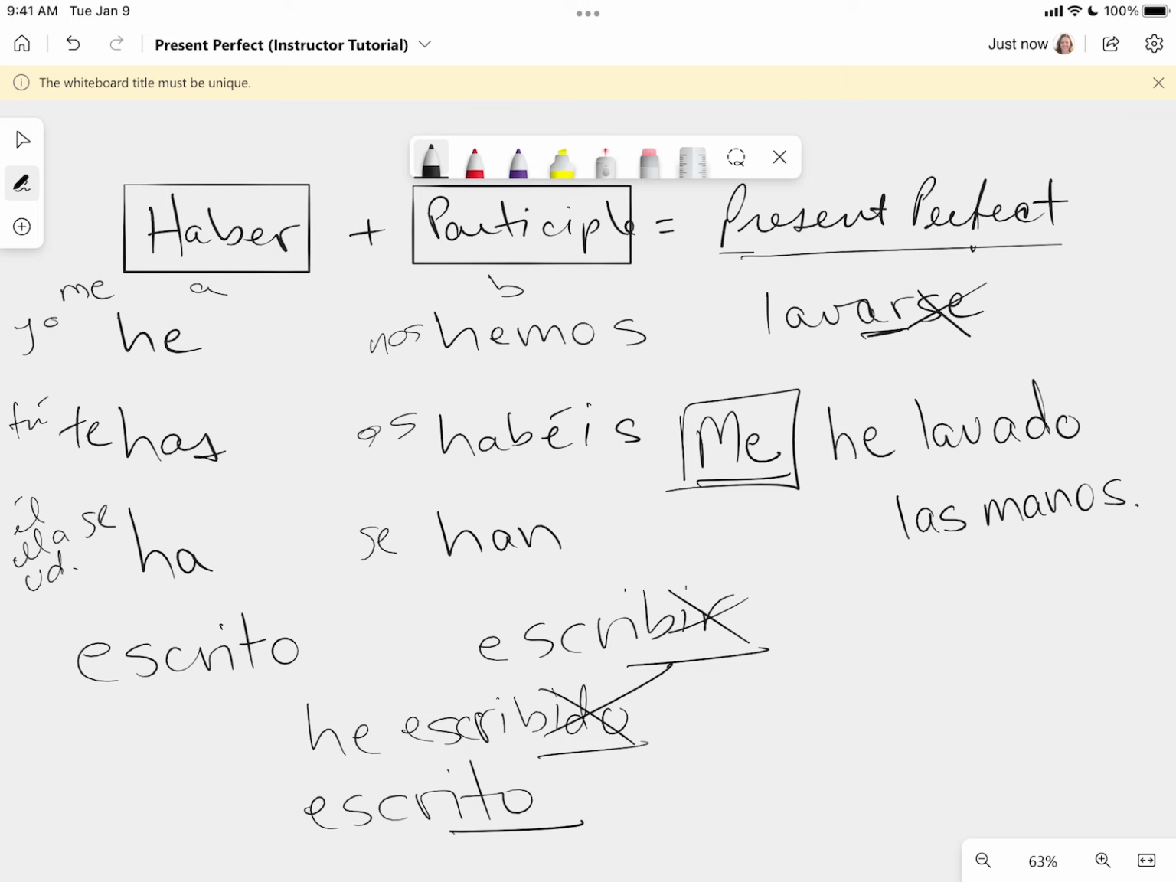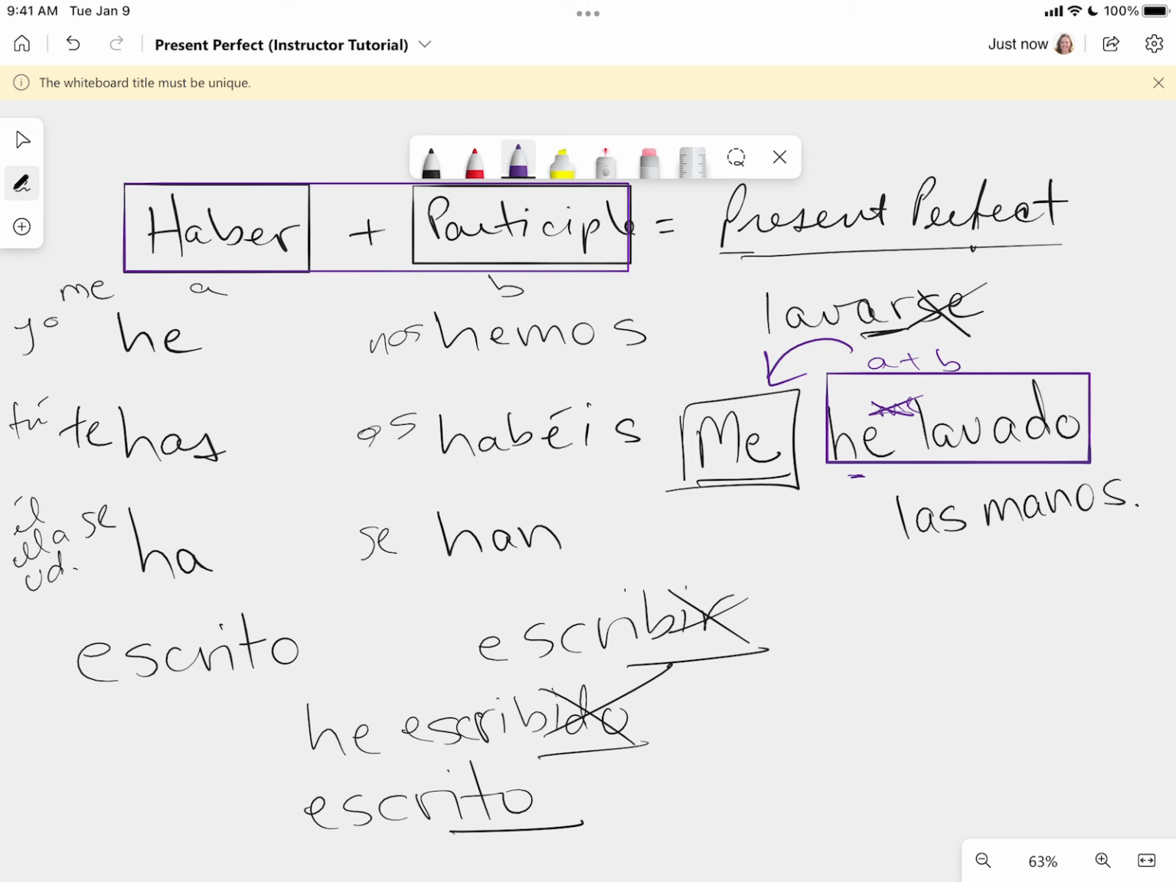Okay, so again, what it's saying here is that the present perfect verb clause will never be broken. This A plus B has to stay together to be correct. We won't ever put "he me lavado." Nope. It's going to come before the conjugation of haber. So haber plus the participle will never be broken. We don't put anything in the middle of it, okay? A plus B is always going to be together.